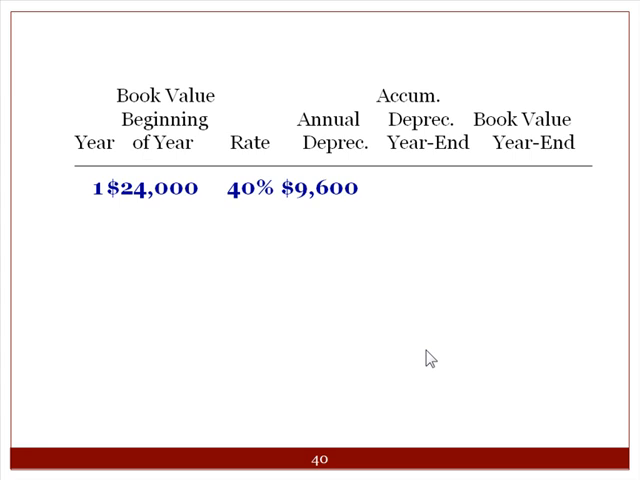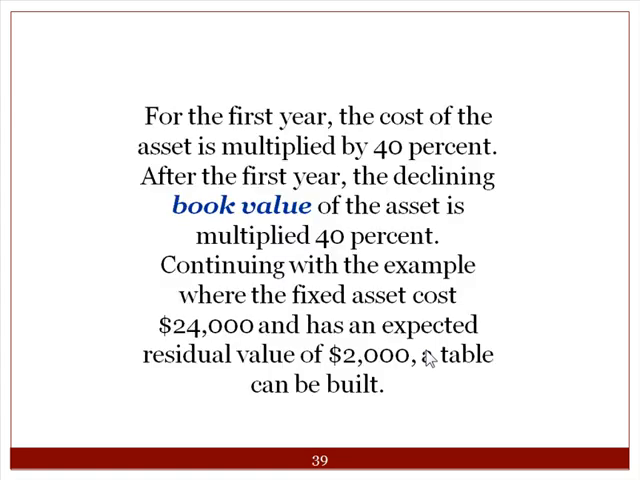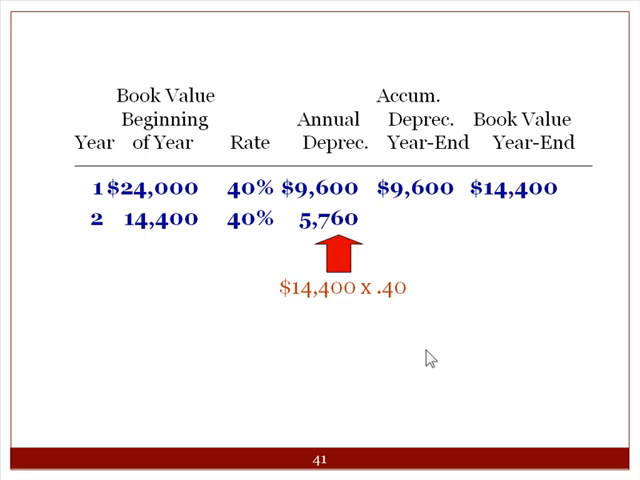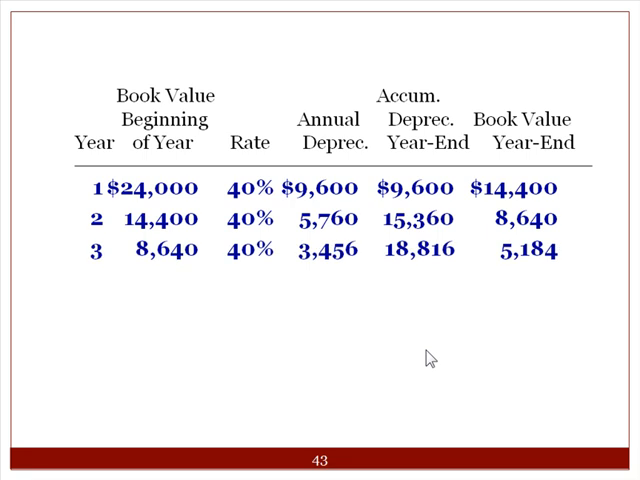So the first year, you're going to have 24,000 times the 40% rate. Now, the key to this one is, notice we don't back the 2,000 residual value out to start with. You just don't depreciate down below that. So we start with the 24,000 times the 40%. Then the second year, you have a book value of 14,400 times 40% gives you the 5,760. So each year, notice your book value is going down.